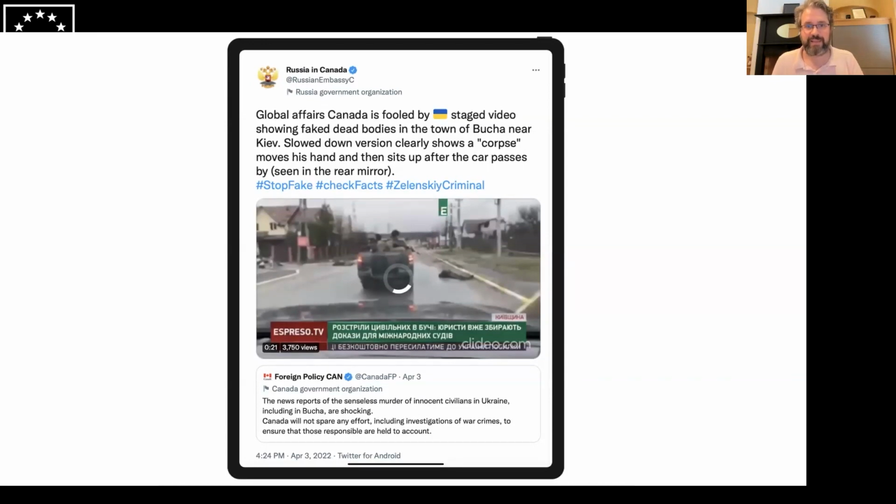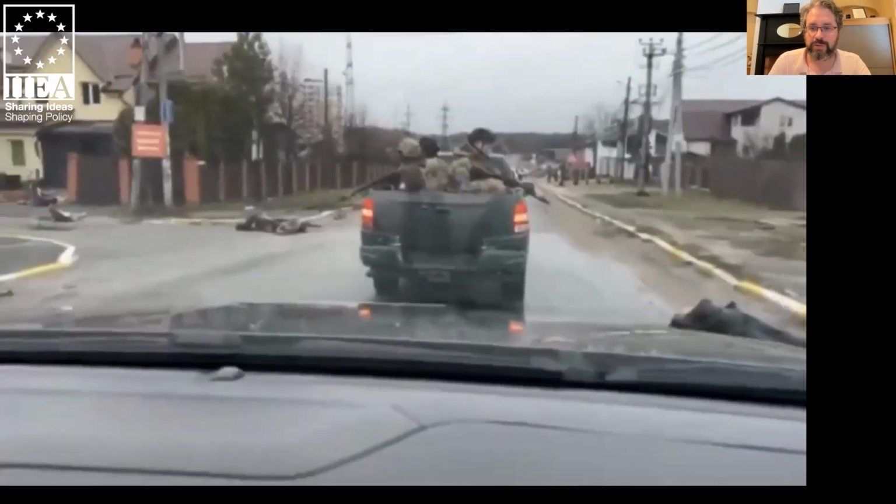It's saying here that the slowed down version clearly shows a corpse move his hand and then sitting up. This isn't true. What they're actually showing, and what you'll see in this next video, is a water drop that's crossing across the body as they're driving along. So in fact, if you slow the footage down, you actually see it's not his hand moving, it's a water drop. And again, this is another example of the internet coming up with a conspiracy theory and the Russian government picking it up. They aren't the ones creating these theories, but they are the ones amplifying them.